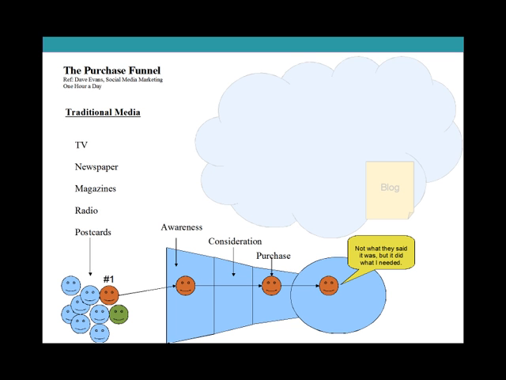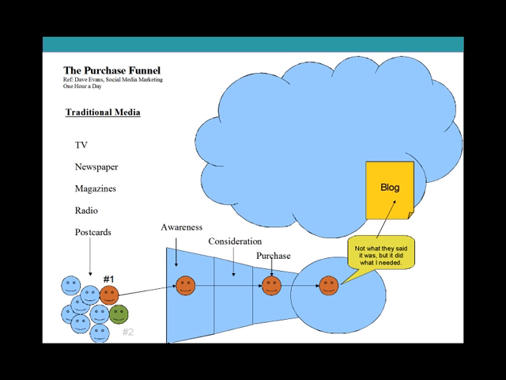But now, because of the internet, which is represented by that cloud, people can blog about it. They can say, for example, the product maybe wasn't what they said it was, but it did what I needed. So that is now recorded forever online, and it can dramatically affect what actually happens to your purchase funnel for your company. Now let's go through a second example and just show how that works.